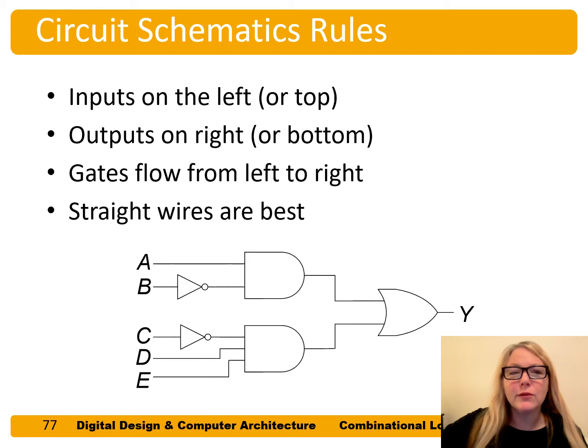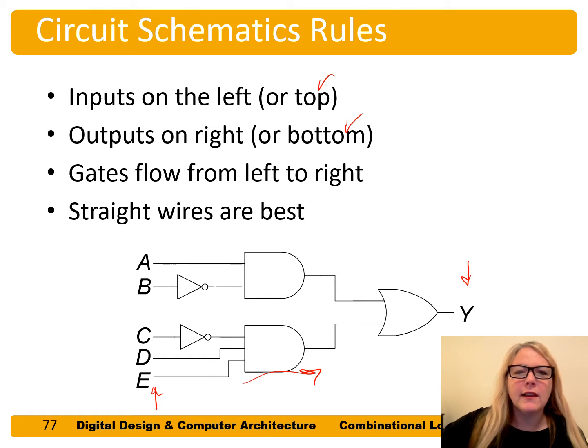So some circuit schematic rules are to put the inputs on the left or the top. So in this case, we have them on the left. Outputs are on the right or the bottom. I'll show an example of these two cases in a moment. And gates flow from the left to the right, and straight wires are best.